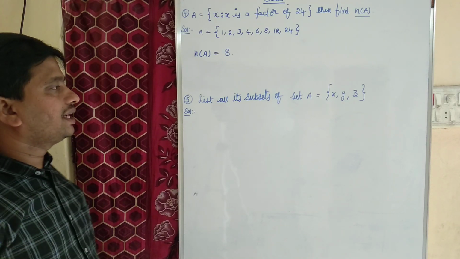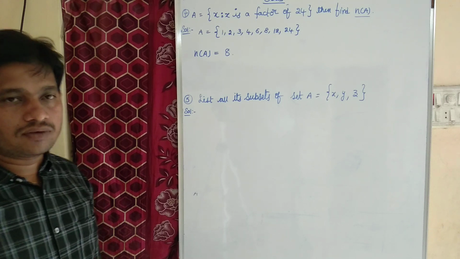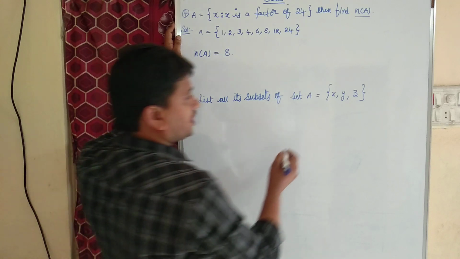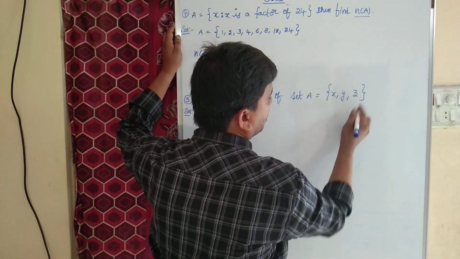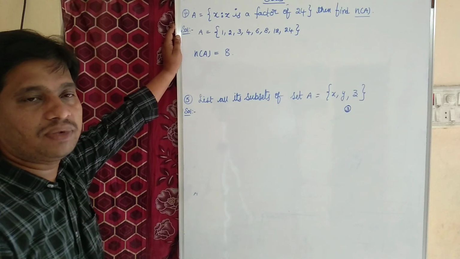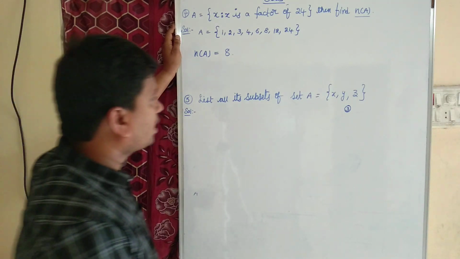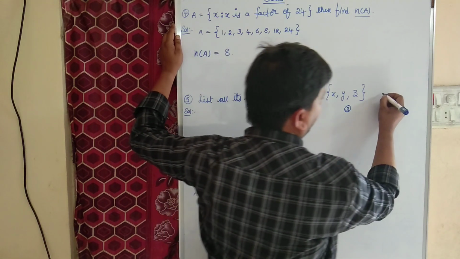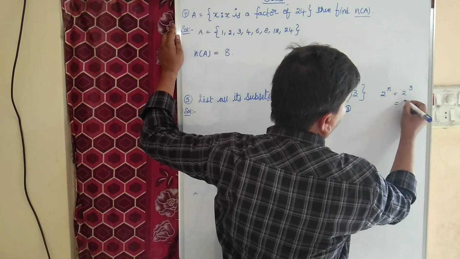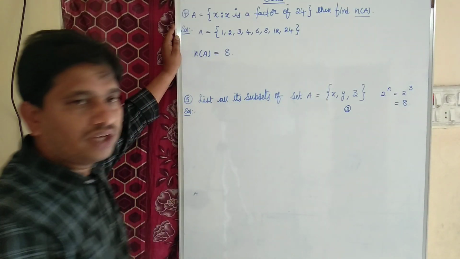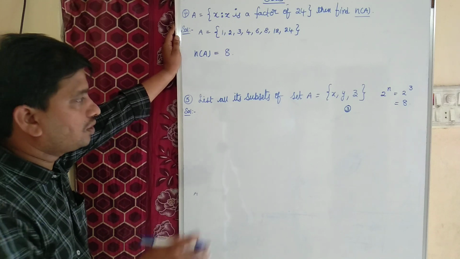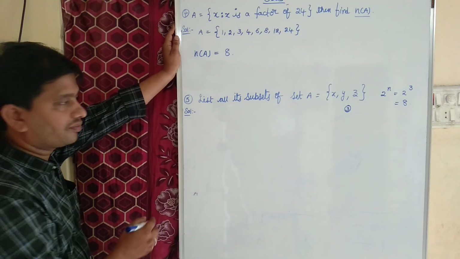List all the subsets of set A equal to x, y, z. Set A consists of how many elements? 1, 2, 3. We have 3 elements in set A. Can you tell me how many subsets there are in set A? The formula is 2 to the power of n, with n equal to 3, 2 cubed equal to 8. We have 8 subsets. Children, let me write all the subsets of set A.